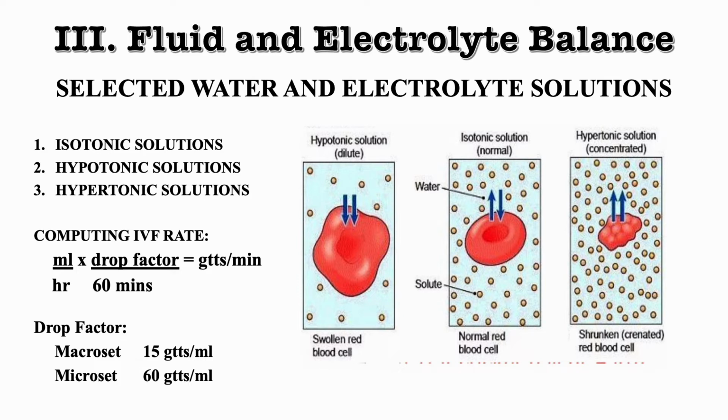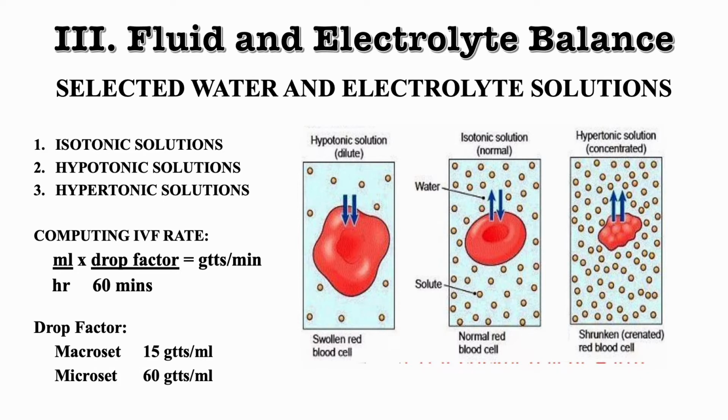Hypotonic solutions have a lower concentration of fluid, sugars, and salt than blood. So as seen in the first photo, RBCs swell. And third, hypertonic solutions have a higher concentration of fluids, sugars, and salt than blood. And as seen in the last photo, RBCs shrink.